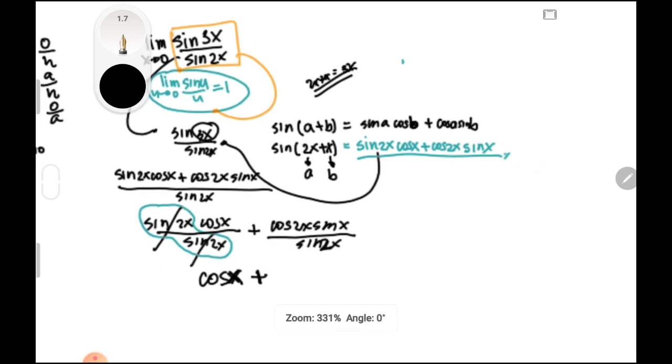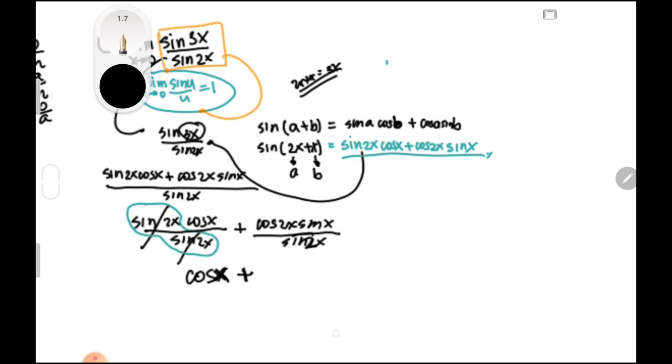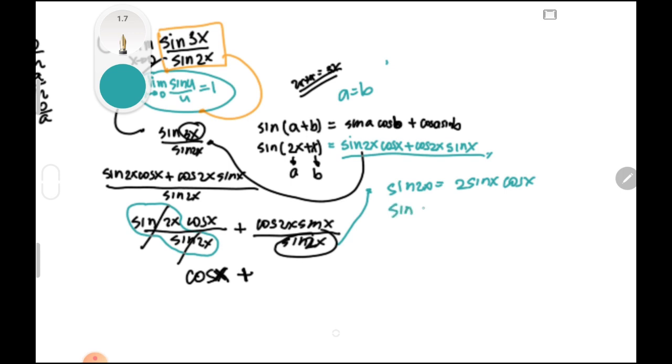So we can re-evaluate again this sine 2x from our double angle formula. Sine 2x from the double angle formula is equal to 2 sine x cosine x, which can be derived from here if A is equal to B. Here A is equal to B because it can be rewritten as sine of x plus x. So if we substitute this value of A and this value of B, we'll get this value.